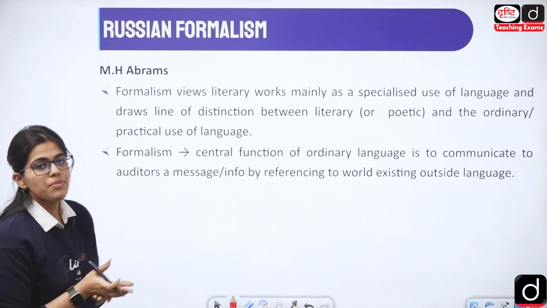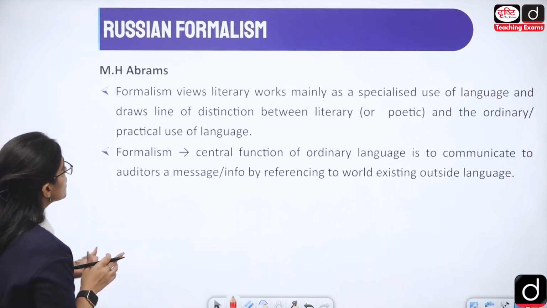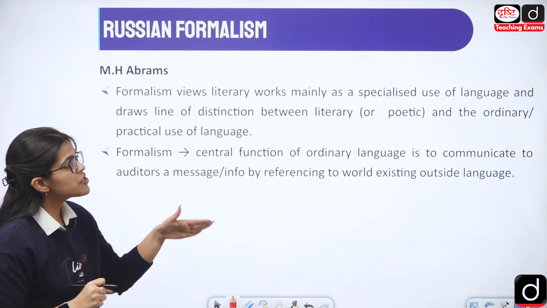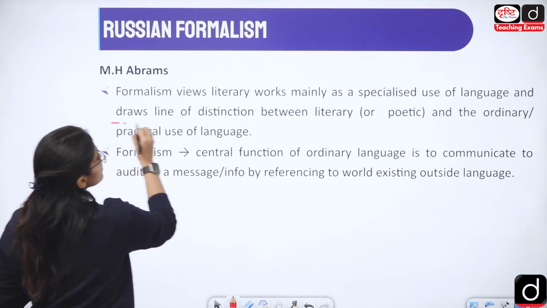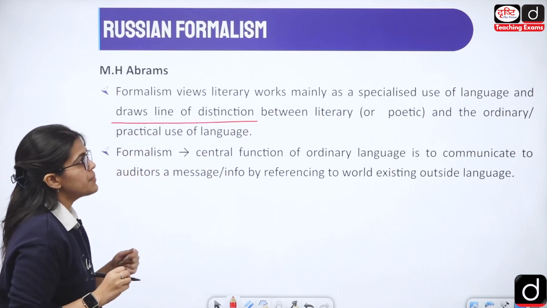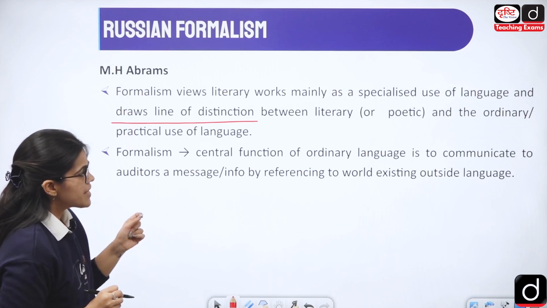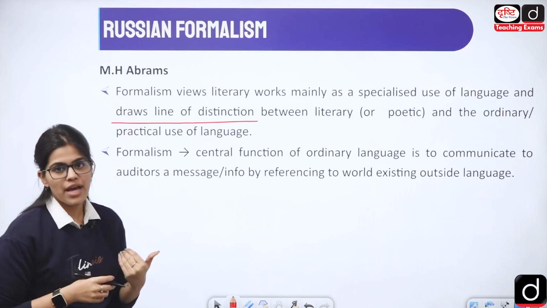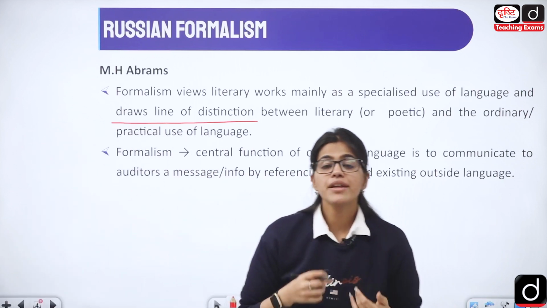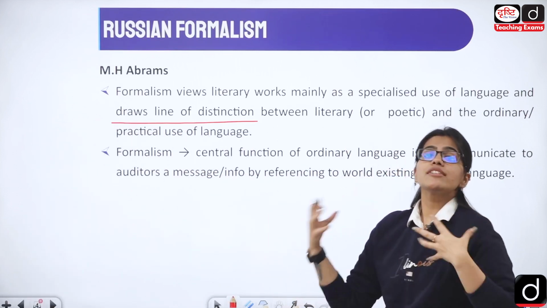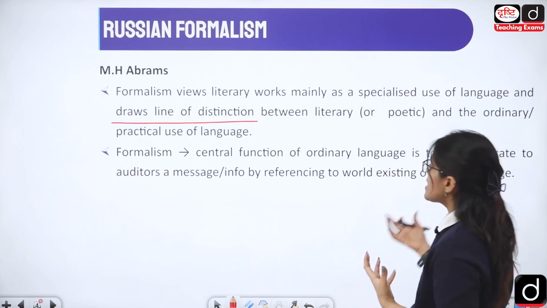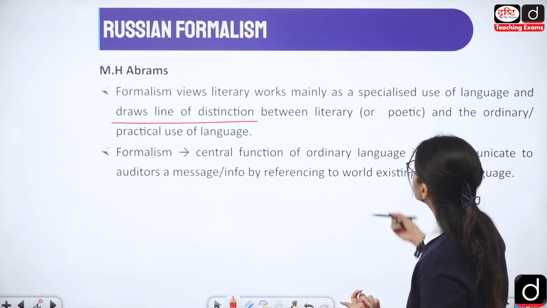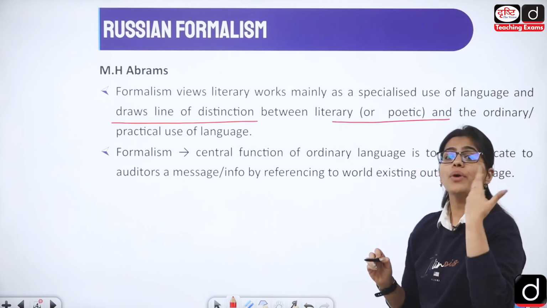According to M.H. Abrams, what actually is formalism? Formalism views literary works mainly as a specialized use of language and draws a line of distinction between the literary or poetic use of language and the ordinary or practical use of language. According to them, there are two kinds of language: first, the ordinary and practical use of language that is done by everyone, and second, the literary and poetic way of language.